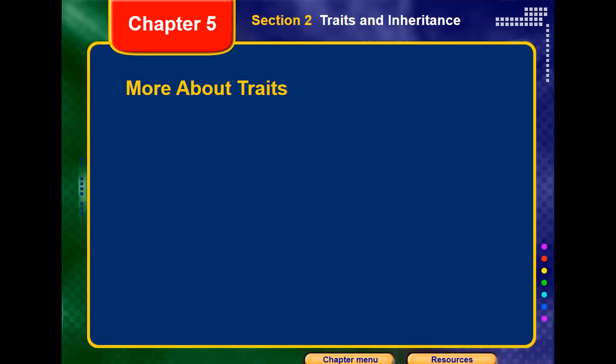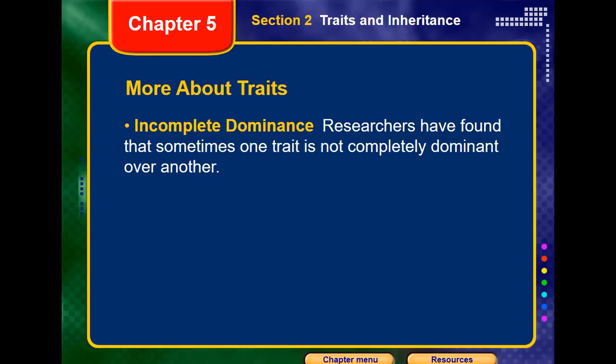Actually, not all cases of heredity follow the Mendel rules. Some cases are outside Mendel's rules, or have another way of passing the traits. For example, the first thing of all, we have something called incomplete dominance. What do we mean by incomplete dominance?